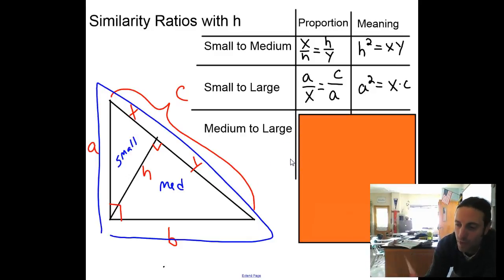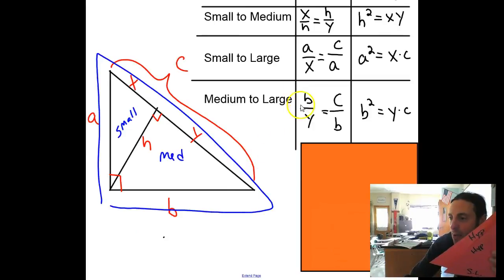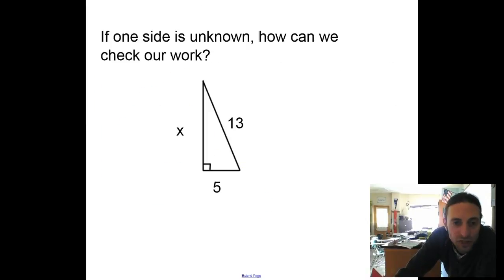And actually, on the medium to large, it's a similar property here, because when I compare these two, they both have this side in common, right? And that's really the hypotenuse of the medium over the long leg of the medium is equal to the ratio of the hypotenuse of the large over the long leg of the large. And so again, cross multiply, b squared equals y times c. Well, that's really helpful because I can use that information to solve missing parts of triangles, and that's what we're going to do in just a moment.